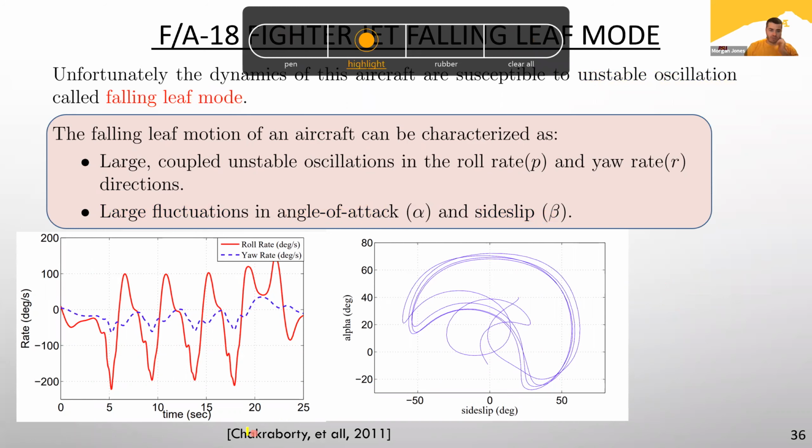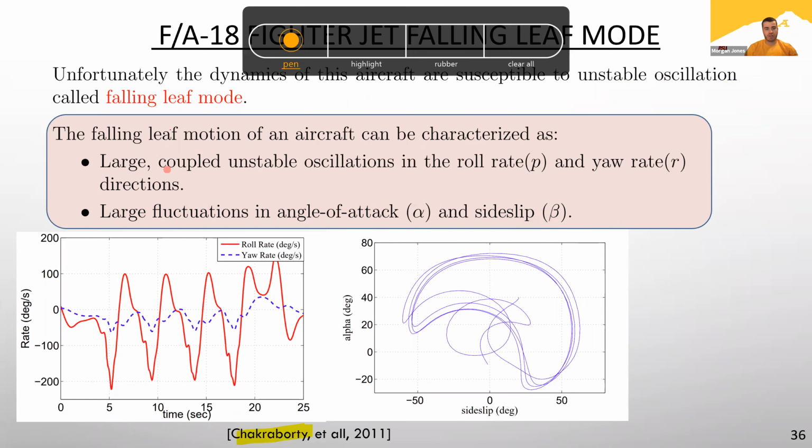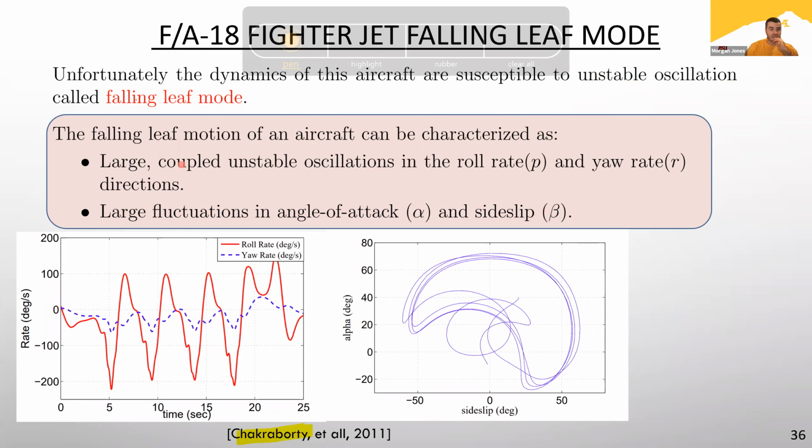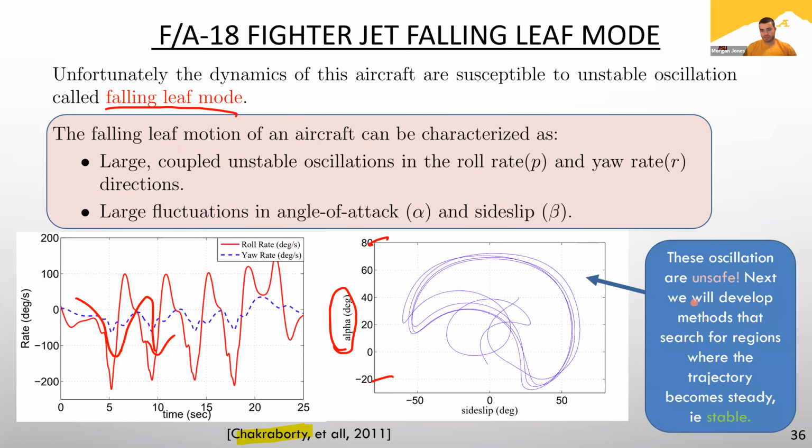A paper from 2011 has simulated this ordinary differential equation and found the fallen leaf mode through simulations, and we can see the unstable oscillations in the state space. And this alpha corresponds to the angle of attack, and we see that the angle of attack can vary from nearly 80 degrees to minus 20 degrees. So all of this is very unsafe.